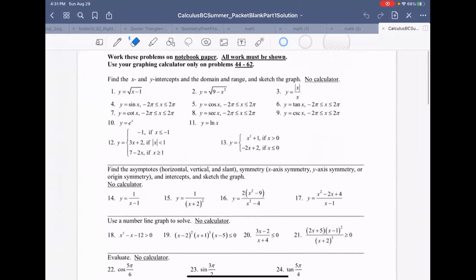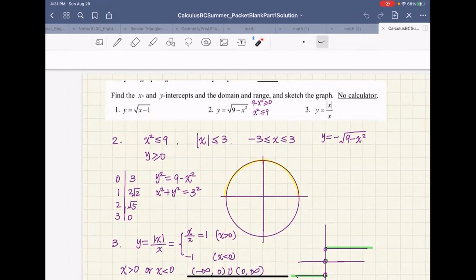Okay, look at this. Let's see. Brian. Let's see here. How do you do the domain and the range?